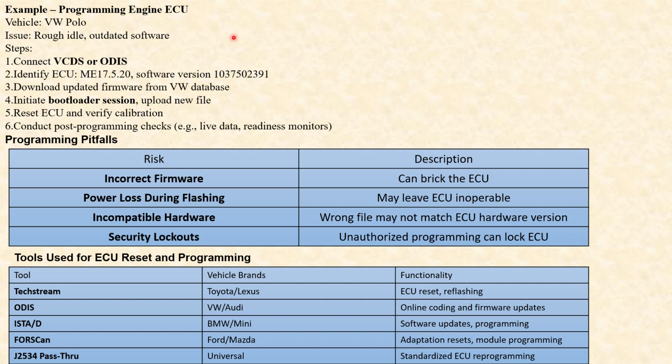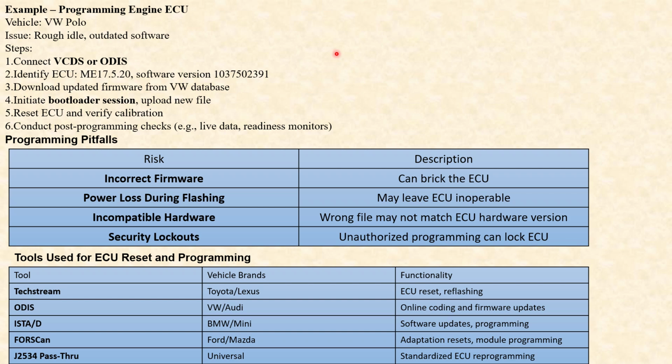Now let's see one example of programming an ECU. We will take the example of a Volkswagen Polo, and the issue is rough idle due to outdated software. First we connect the VCDS or ODIS. Next we identify the ECU and the software version. Next we download the updated firmware from the Volkswagen database, initiate a bootloader session, upload the new file, reset the ECU, verify calibration, and conduct post-programming checks, for example live data and readiness monitors.